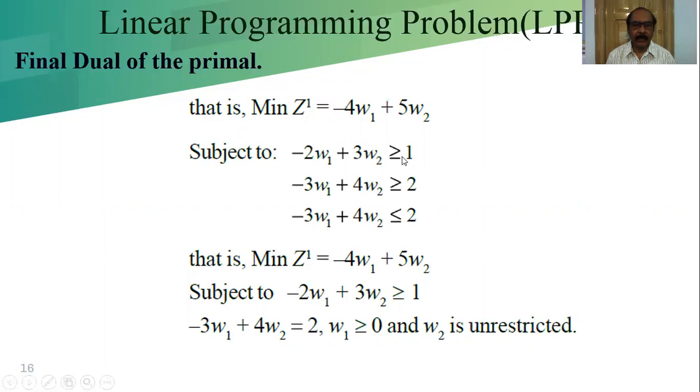So the final dual of the primal is minimize Z1 equal to minus 4W1 plus 5W2, combining these two inequalities into an equation, subject to the constraints minus 2W1 plus 3W2 greater than or equal to 1, and minus 3W1 plus 4W2 equal to 2, W1 greater than or equal to 0 and W2 is unrestricted in sign.